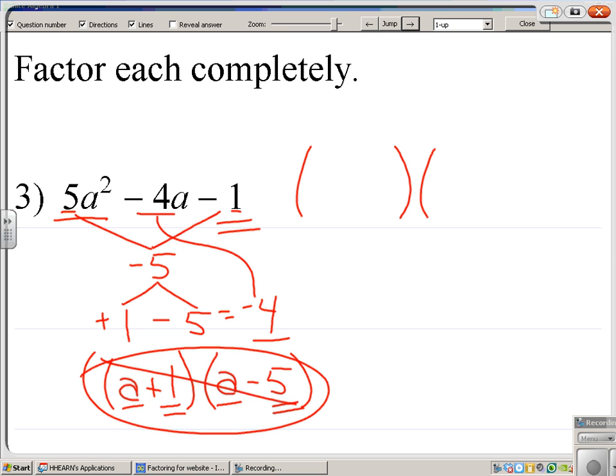What we're going to do, and I generally out of my magic numbers will pick the smaller number or the more prime of the numbers. In this case, I'm going to choose positive 1, and I'm going to set my outside product.